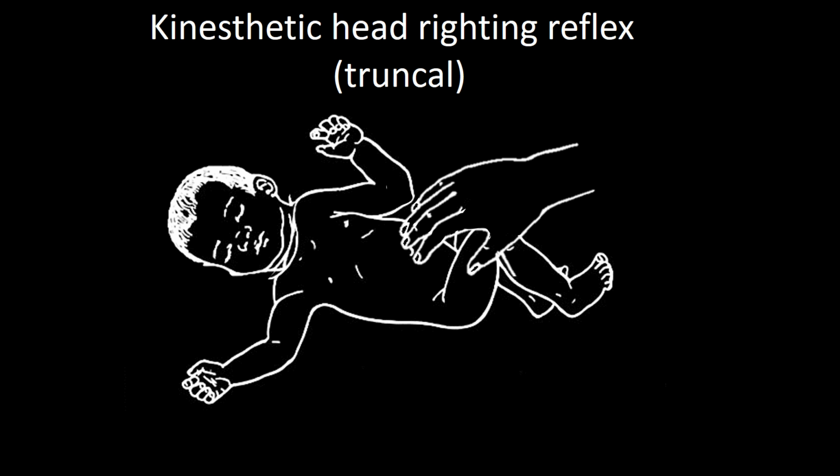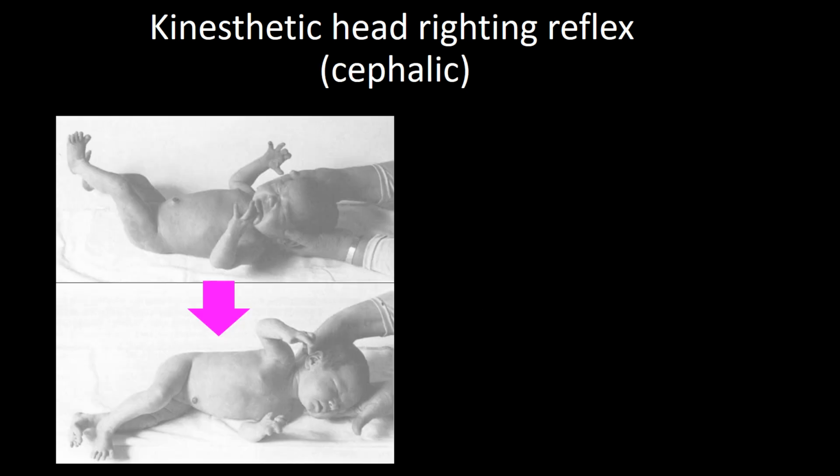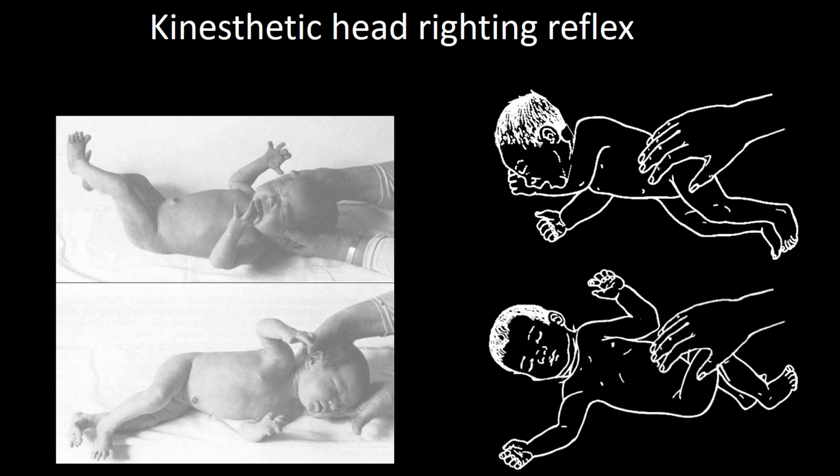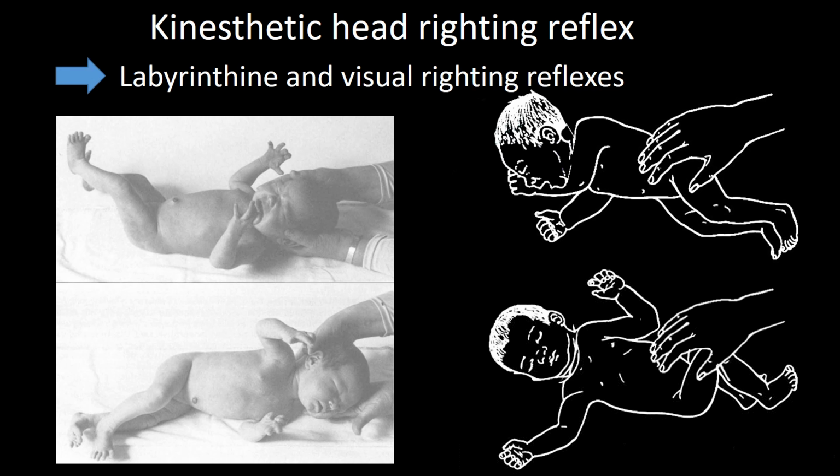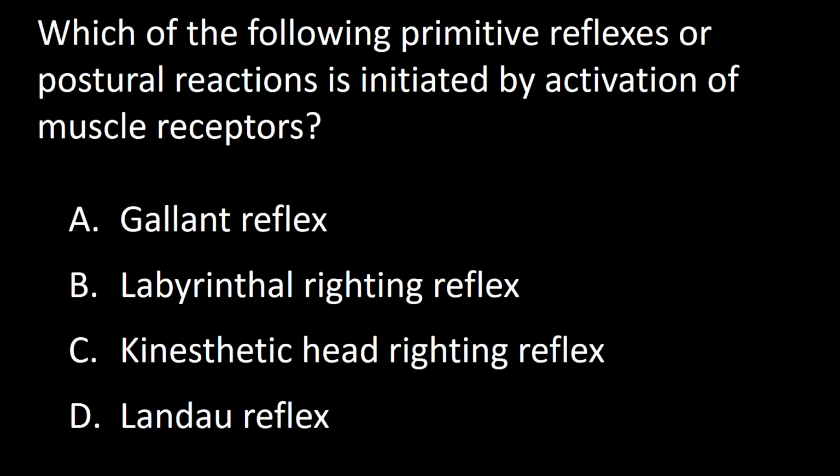Another way to trigger the kinesthetic head-righting reflex is by head rolling, which especially activates neck musculature receptors and elicits turning of the trunk to align with the head, as you can see in this frame. The kinetic head-righting reflex initiated by cephalic or truncal movements is present at birth in full-term neonates, and it incorporates with labyrinthine and visual righting reflexes after 3 to 4 months. So the answer to this question is C.